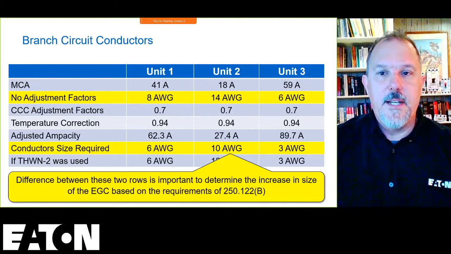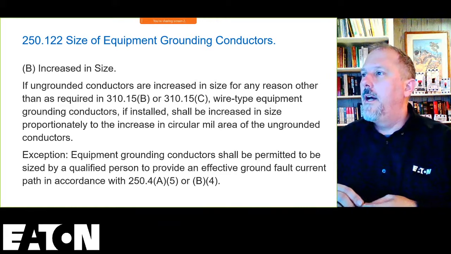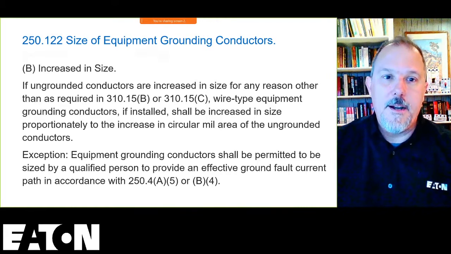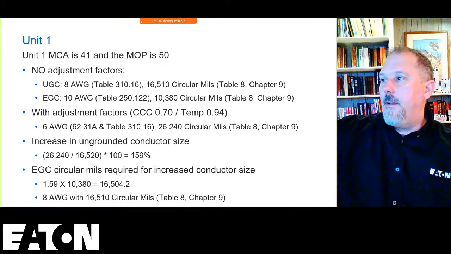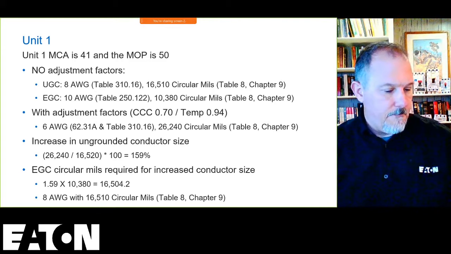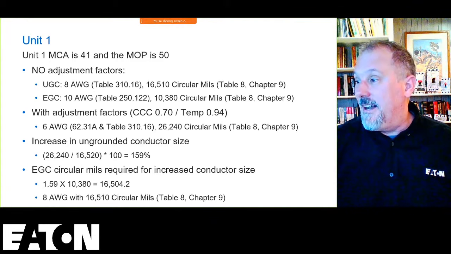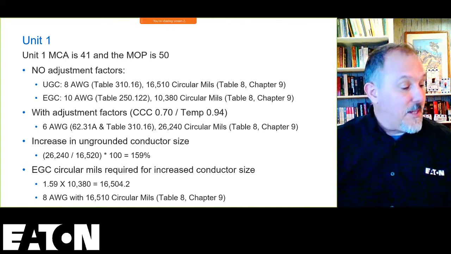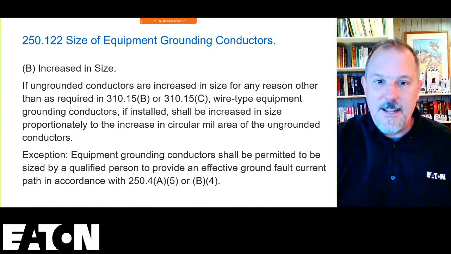Take a look. Oh, and I have the text right here. So, if ungrounded conductors are increased in size for any reason other than that in B or C, I would not. Now, I put in both of these. With adjustment factors, the number six is 62.3. With adjustment factors for the current carrying conductors, I have a number six. I increased that by 159%, but I don't have to do that. What the heck? So anyway, if you came up with a number eight because of the percent increase, you didn't have to do that because of this language right here, because it says for anything other than 310.15B or C. I got a little carried away.